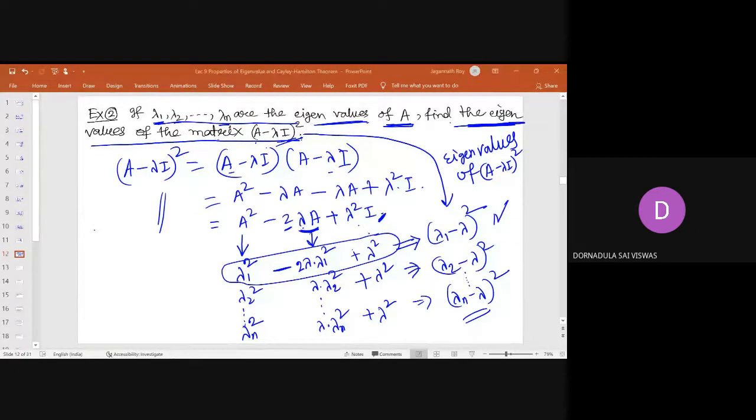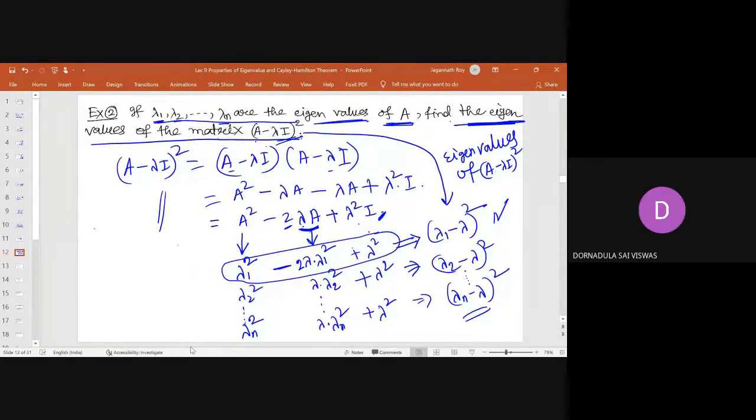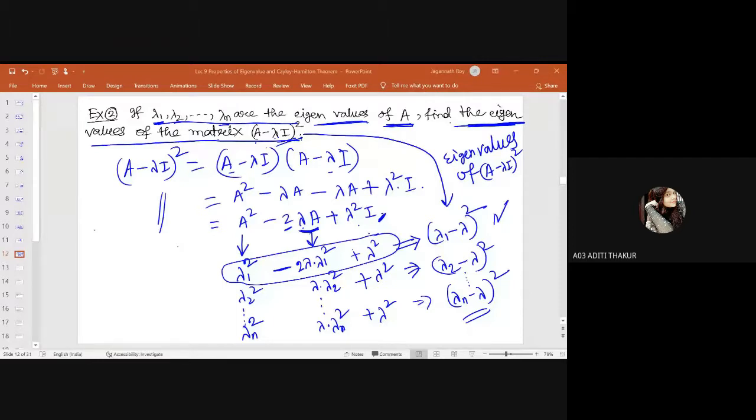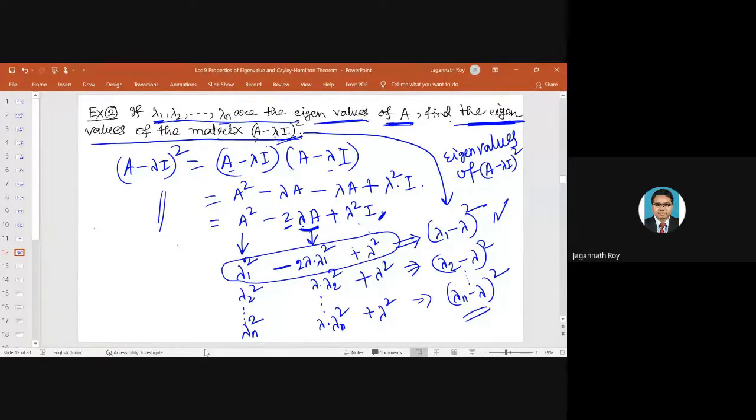Sir, is lambda a constant? Yes, here this lambda is constant. Sir, in the second term, the eigenvalue for A will be lambda 1 only, right? Not lambda square. Yeah, right, I made a mistake. Thank you for the observation.